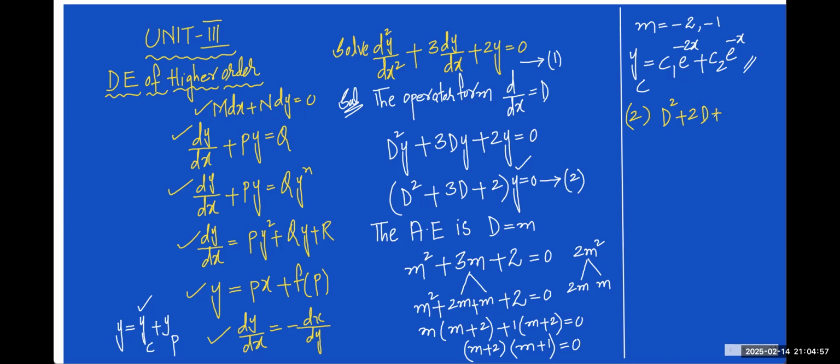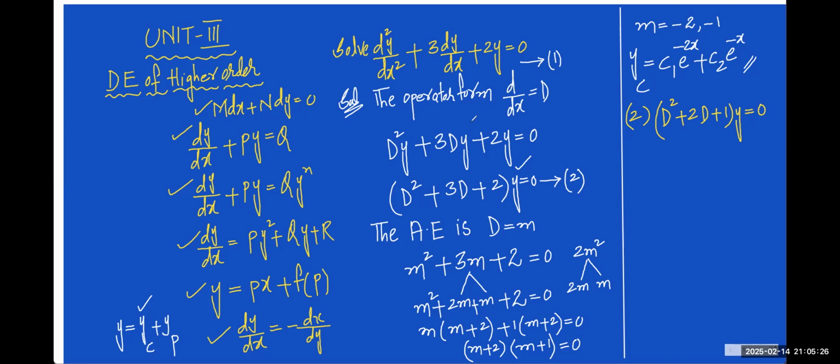Sir, I have a doubt. If we mistakenly write it as C1 e to the power of minus x plus C2 e to the power of minus 2x, that is, swapping the roots, is it a problem? No problem, that will be accepted. If you write this much of the steps, definitely you will get 2 marks.